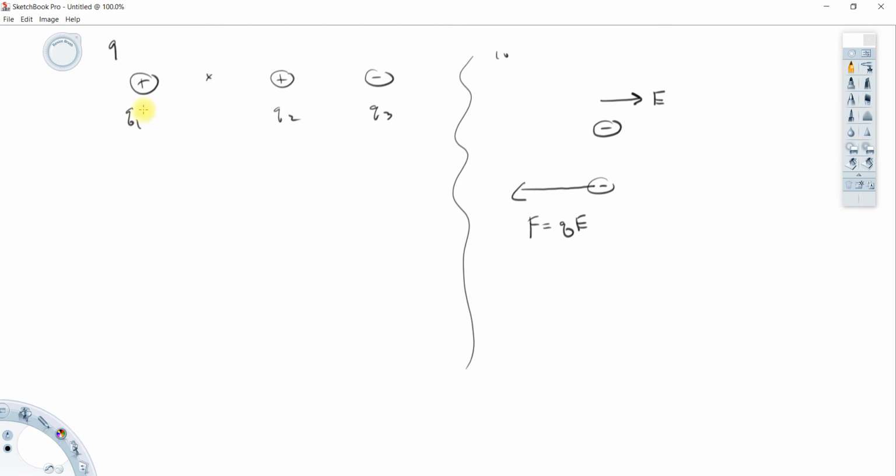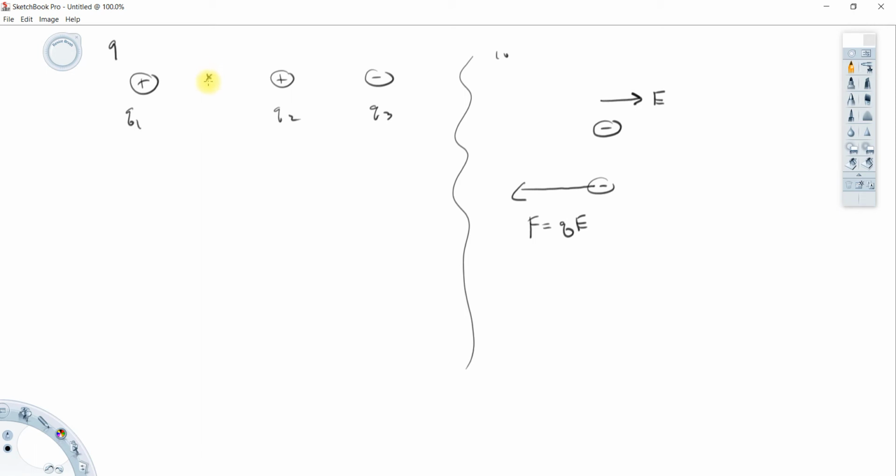Now these distances are all given in the problem, like from here to here and from here to here. Then from here to here would be half of that, and here to here again, half of this as well. So I'm going to assume you can find those distances. Now we just have to go through and draw all the electric field vectors.